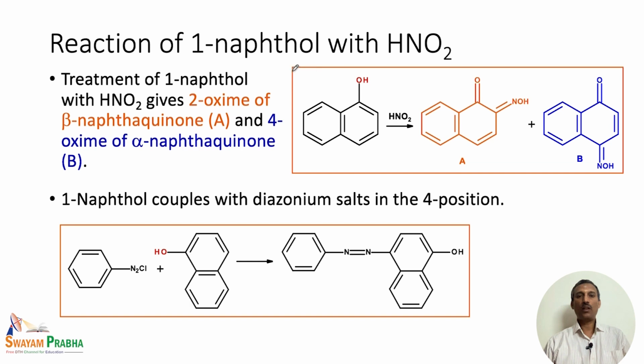And when we treat naphthol with nitrous acid, we end up with 2 types of product. One is the 2-oxime of beta naphthaquinone, that is A as shown here, and we also end up with the 4-oxime of alpha naphthaquinone. So, these are the 2 oxime derivatives that are formed when naphthol is treated with nitrous acid. And similar to the normal coupling reactions, 1-naphthol undergoes coupling with the diazonium salt at position number 4. So, we end up with the azo compound as shown here. So, here is the 4 position, that is at the para position of the hydroxy group, the condensation takes place. The azo compound is formed at 4 position.